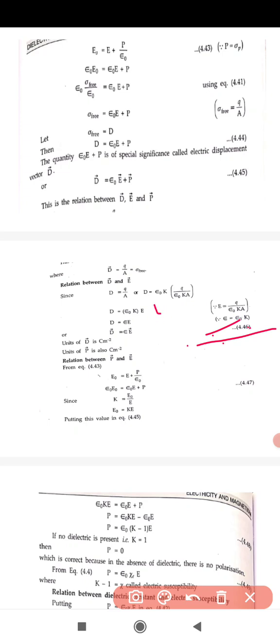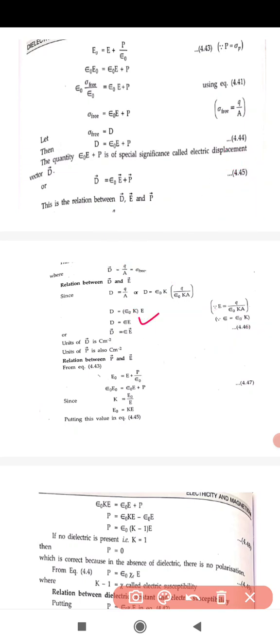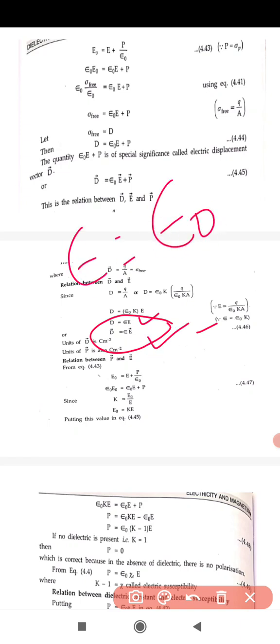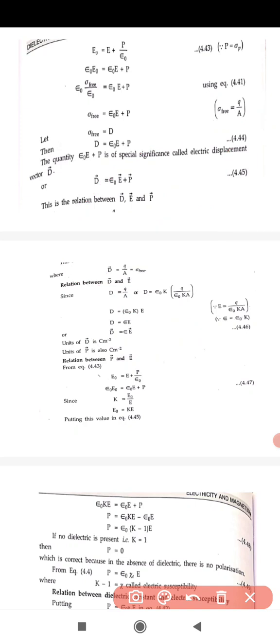So this equation becomes: this term is replaced by E. We will get D is equal to epsilon naught K into E, where epsilon naught K is equal to epsilon. Finally we get the electric displacement vector D is equal to epsilon into E. Epsilon is equal to the product of epsilon naught and epsilon R. This is the permittivity in case of a dielectric medium.